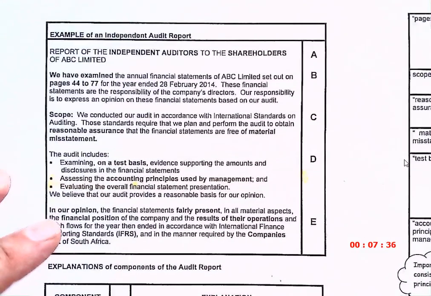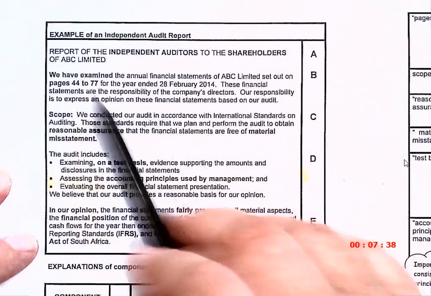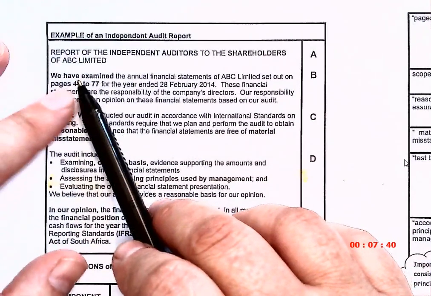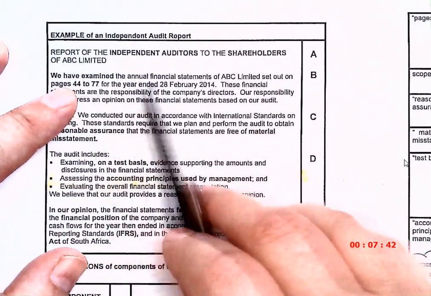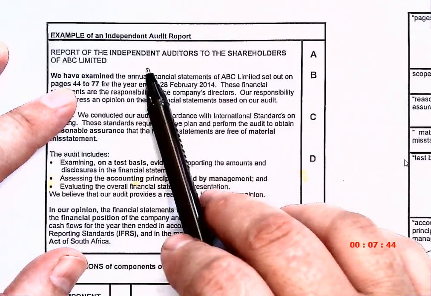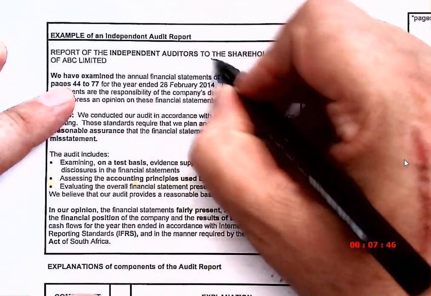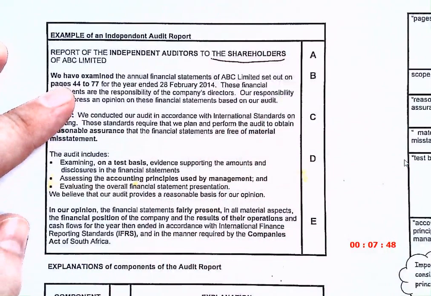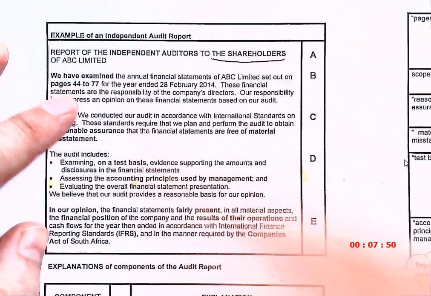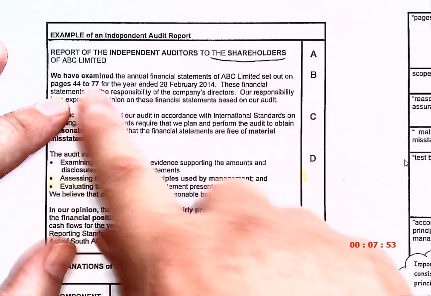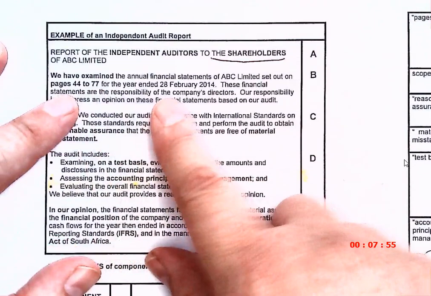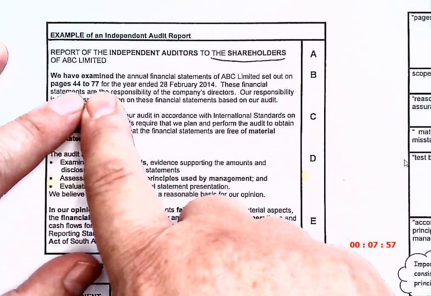See? So, first of all, they say, we are the independent auditors. This is a report to the shareholders. Can you see? We have examined the annual statement set out on pages 44 to 77.